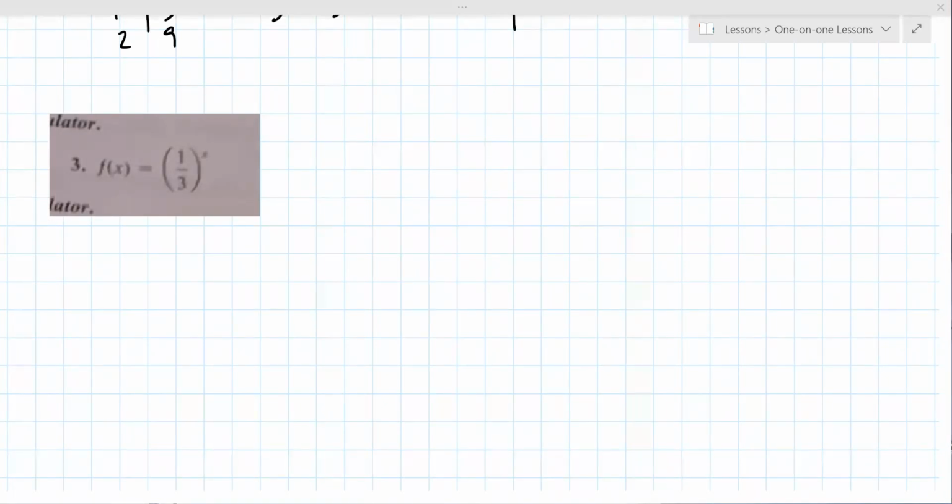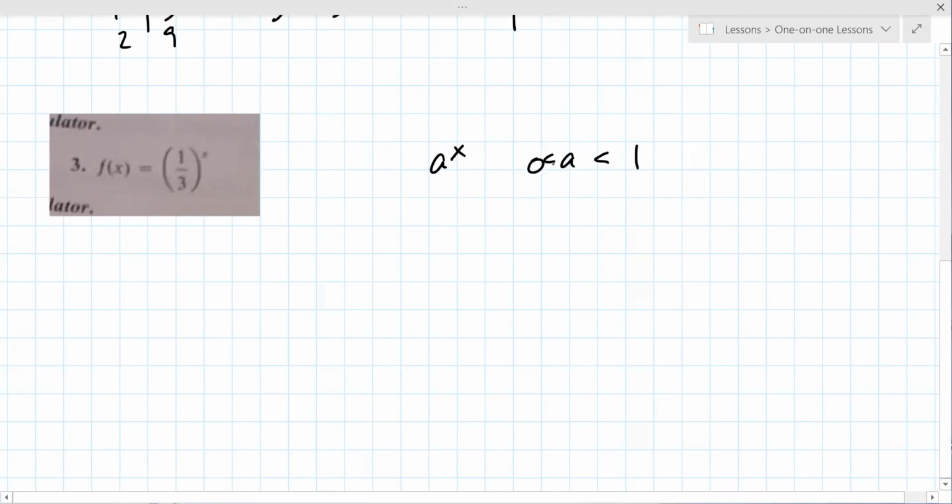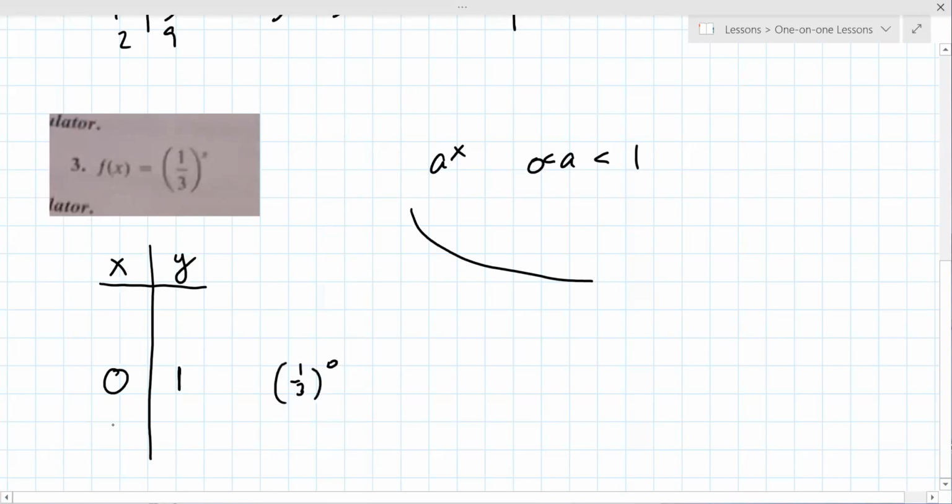So this one it's kind of the same thing. You know because in a to the x, that a is less than 1, it's between 0 and 1, that it's some sort of a decay, and we see that from the table here. So we'll do the same thing we did before, x and y here. If you put it to the 0 power, you always get 1. This is 1/3 to the 0 power. If you put 1, you get back itself. 1/3 to the power of 1 is itself.